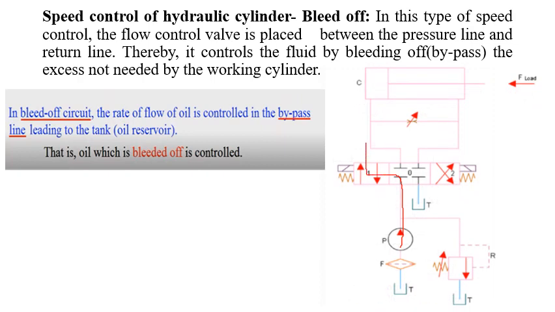See, here some amount of oil is bypassed towards this flow control valve and directed towards the reservoir, and the remaining amount of liquid acts on the piston and travels like this, and the output of the piston goes like this towards the tank. So here some amount of the oil is bled off, which is excess and not needed by the working cylinder. Okay, this is happening during the extension stroke.